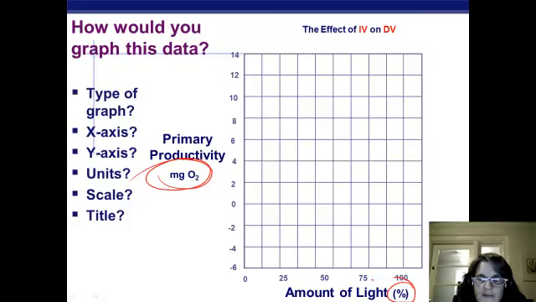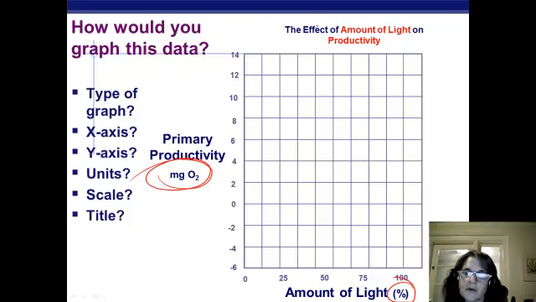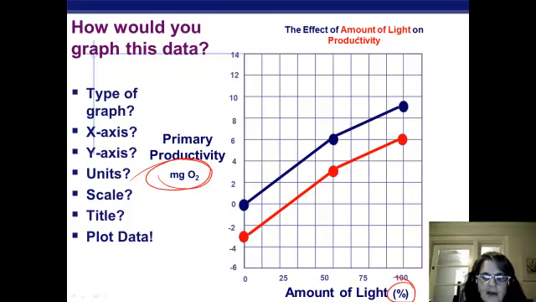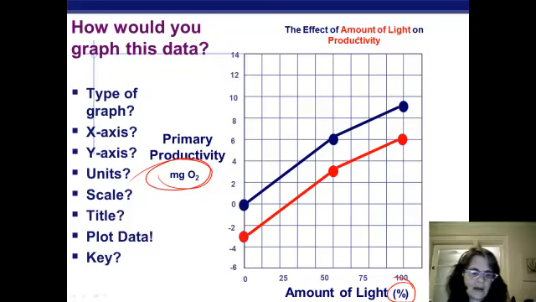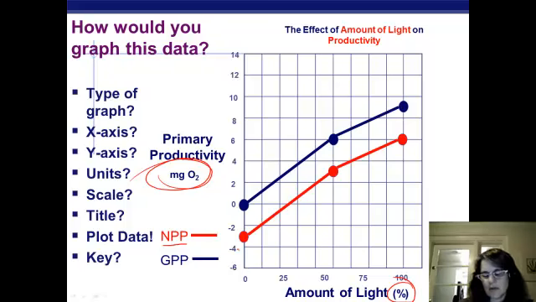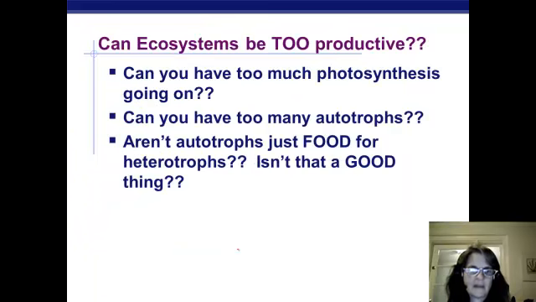The title, the effect of the independent variable on the dependent variable. So the effect of the amount of light on productivity is always a nice title. And we would plot the data. And what we would get, and we need to key it out so people can see it, our red line is net, and we can see that it mirrors the gross, but it is lower because we're not counting what the organisms, the photosynthesizers, used by themselves. Okay, and we can see that light does have an effect. The more light, the more productive.